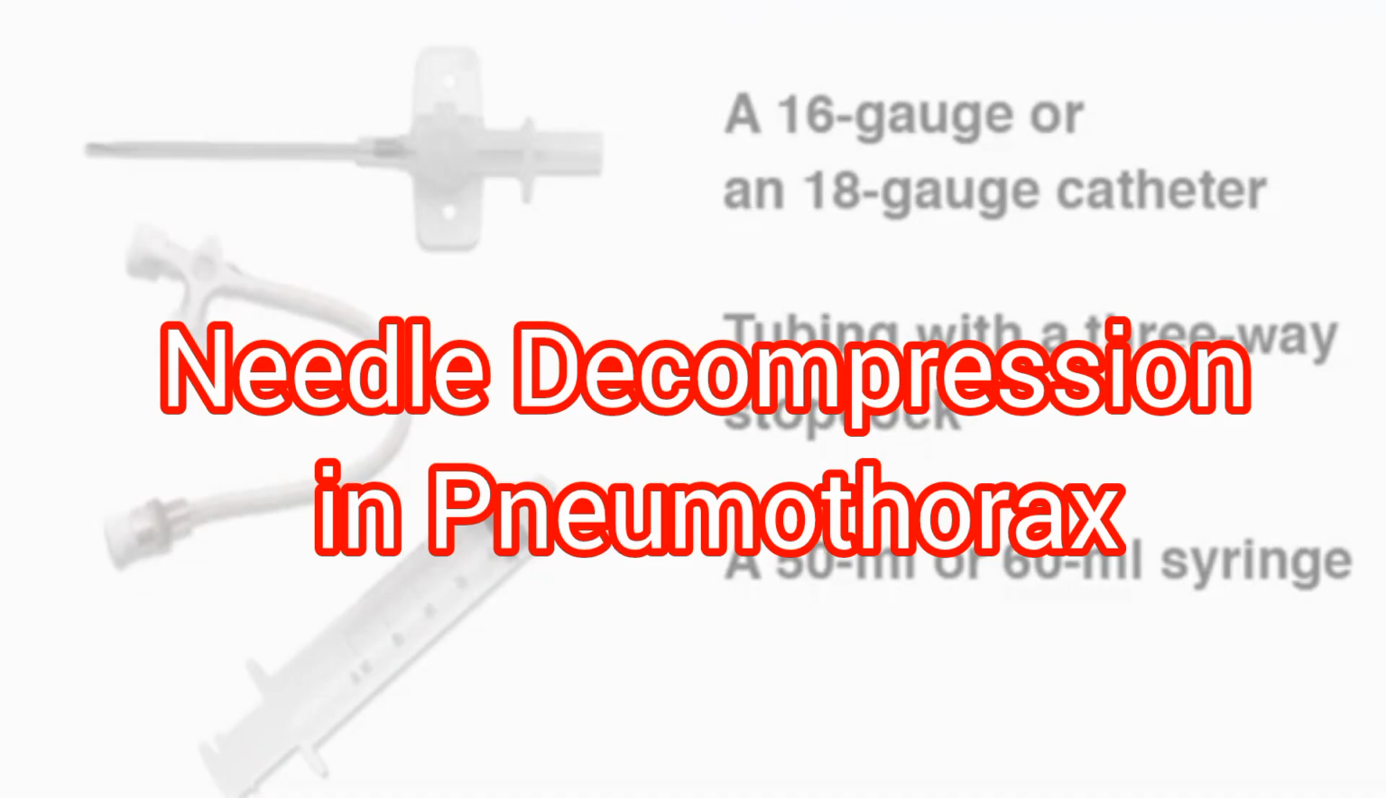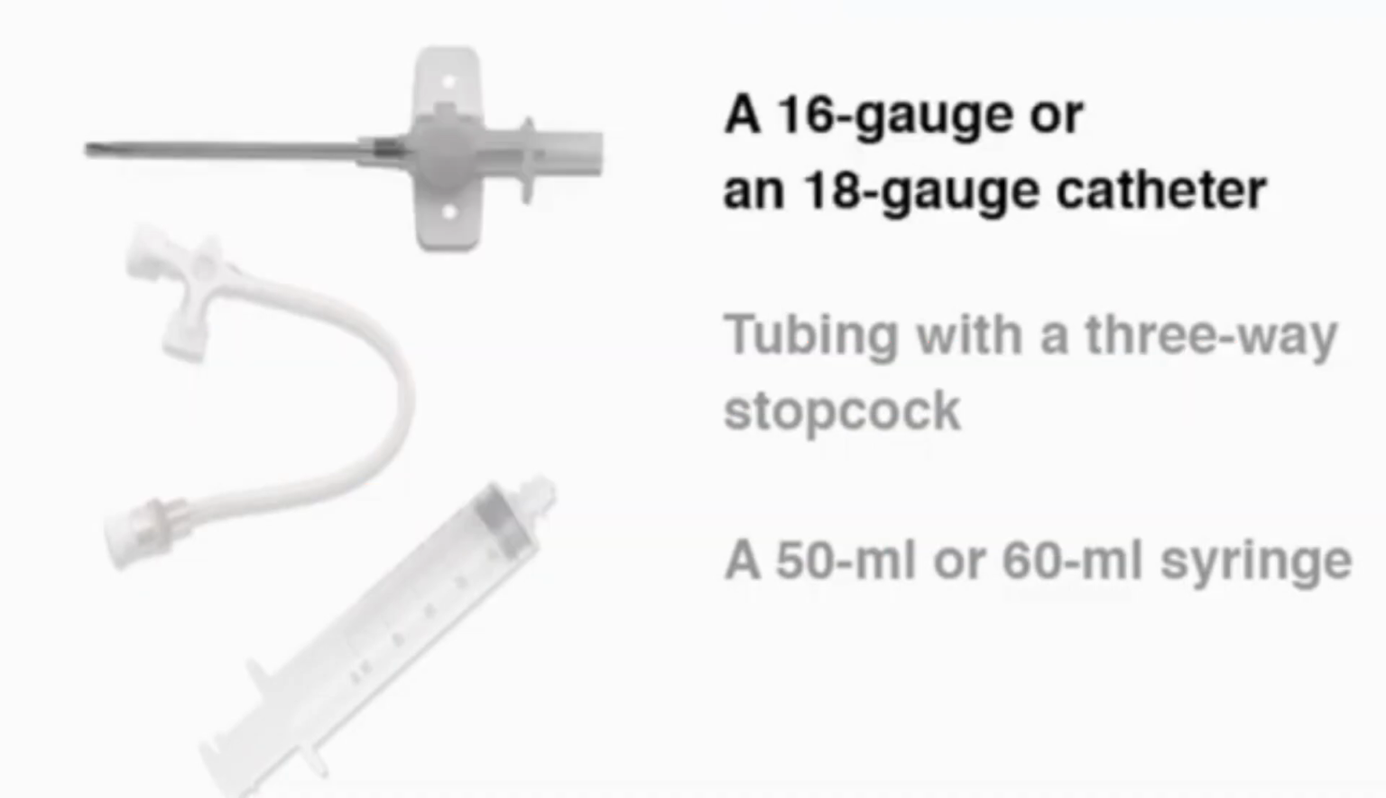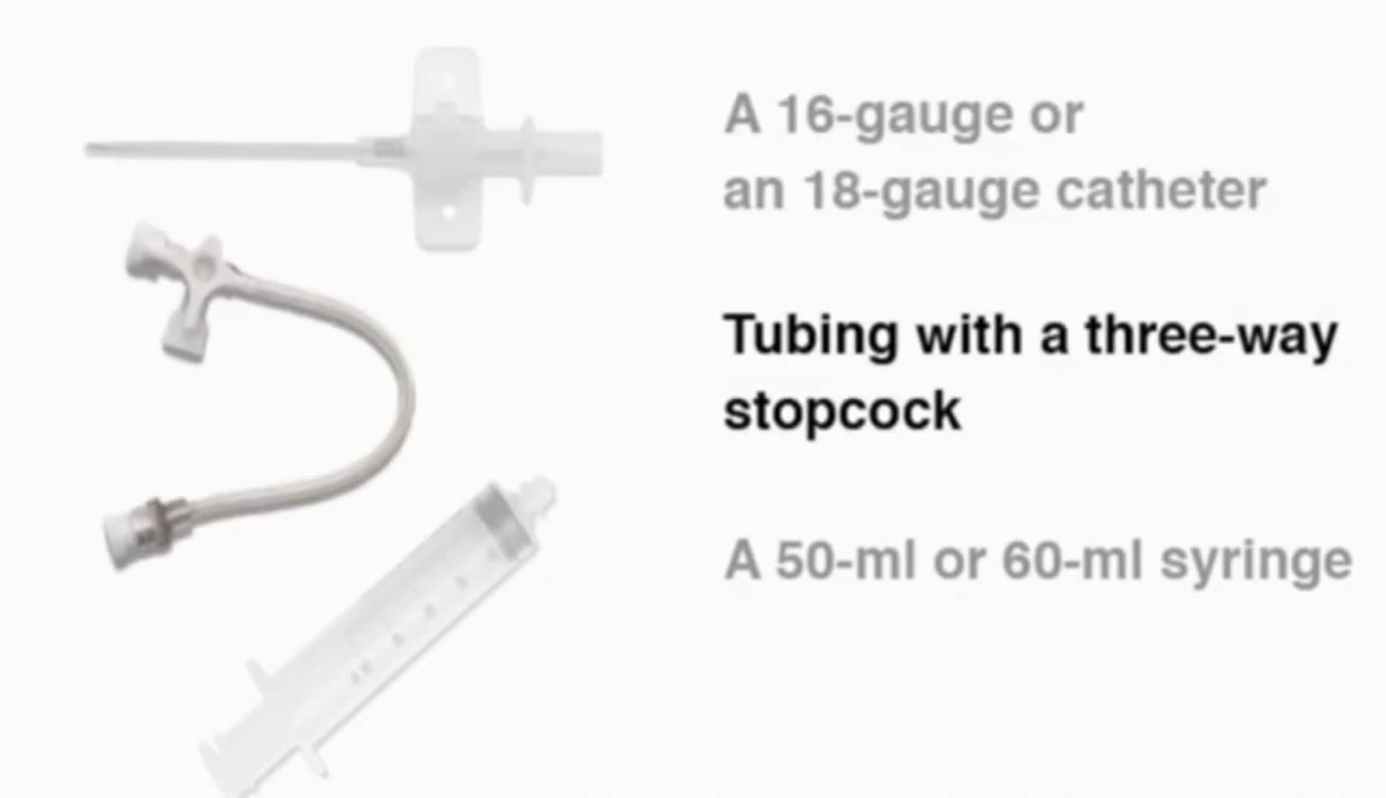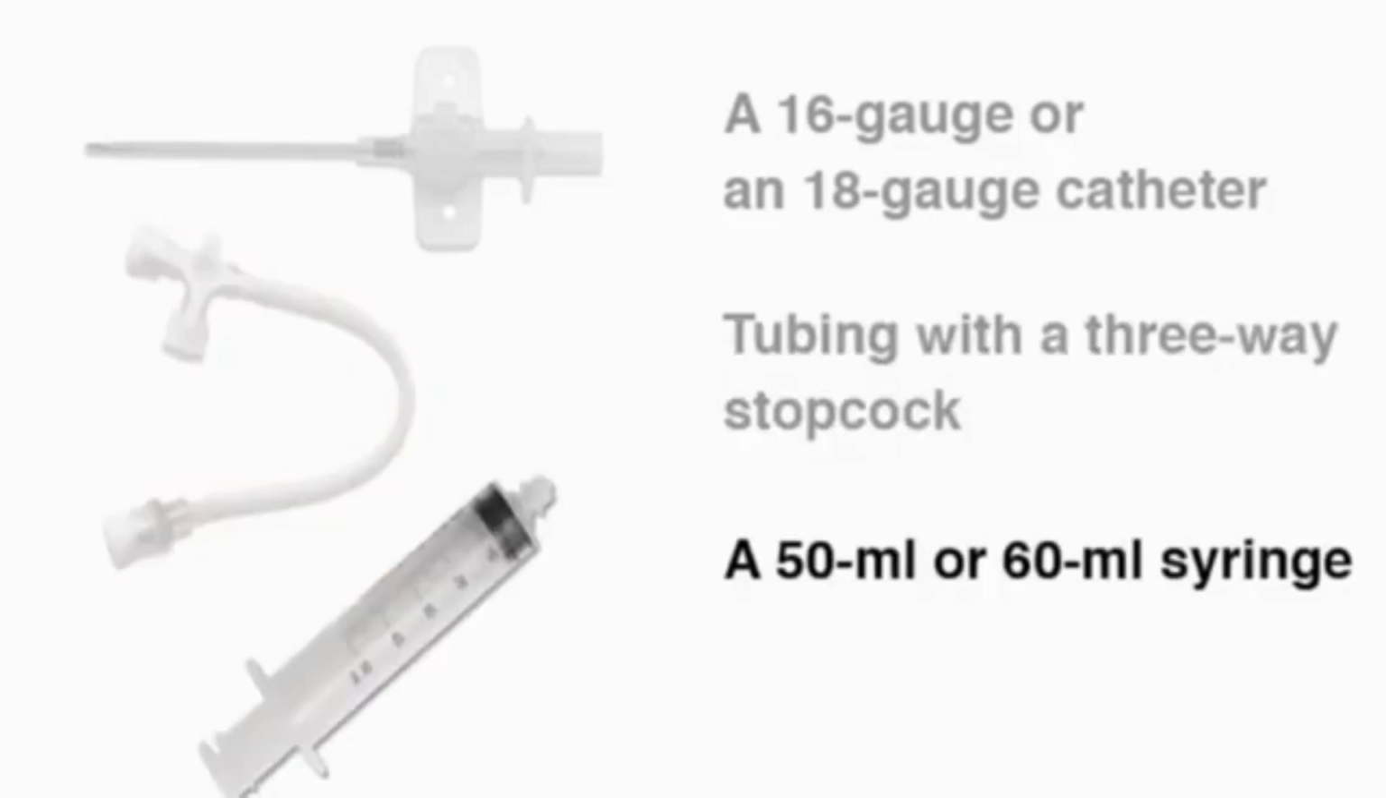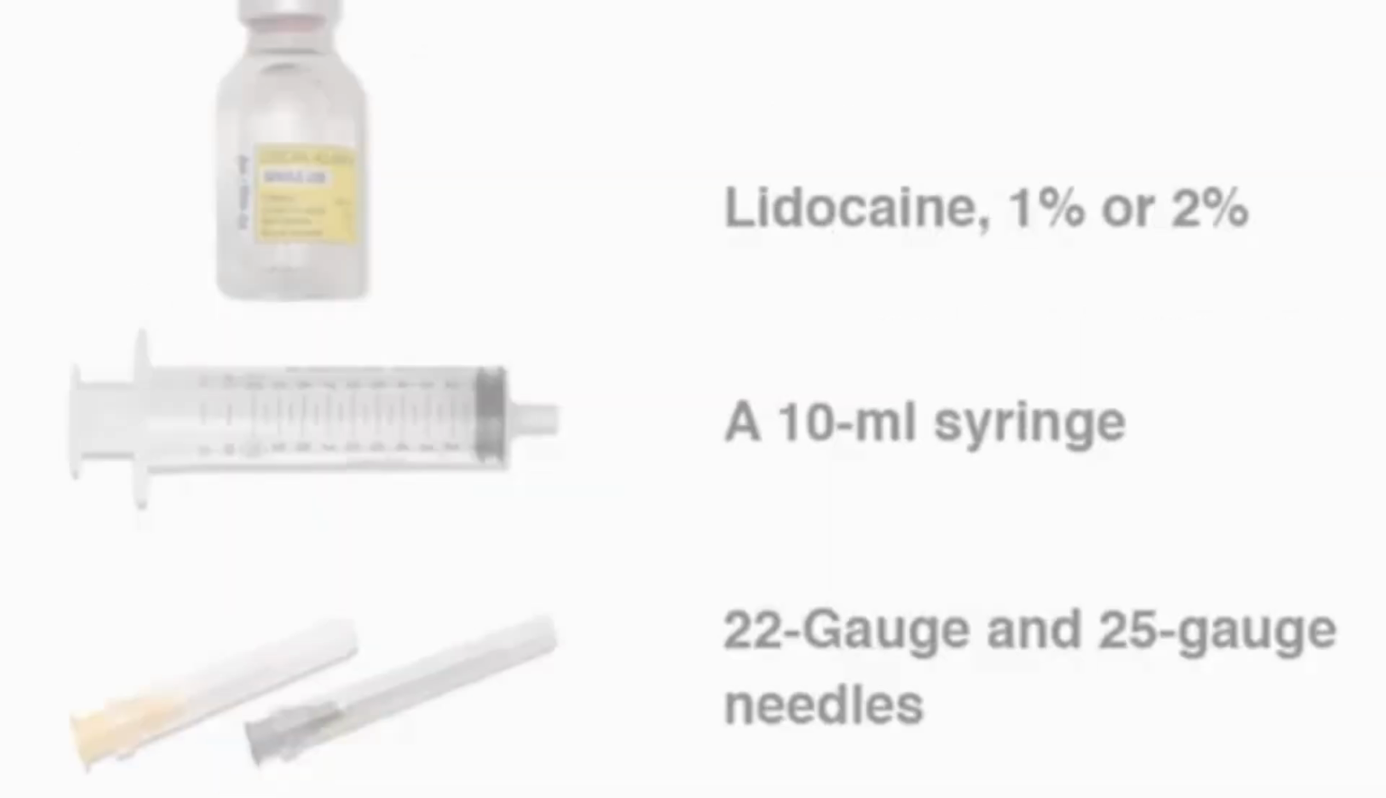The equipment needed for aspiration includes a 16-gauge or 18-gauge over-the-needle catheter, tubing with a 3-way stopcock, and a 50 milliliter or 60 milliliter syringe. To administer local anesthesia, you will need 1% or 2% lidocaine, a 10 milliliter syringe, and 22-gauge or 25-gauge needles.